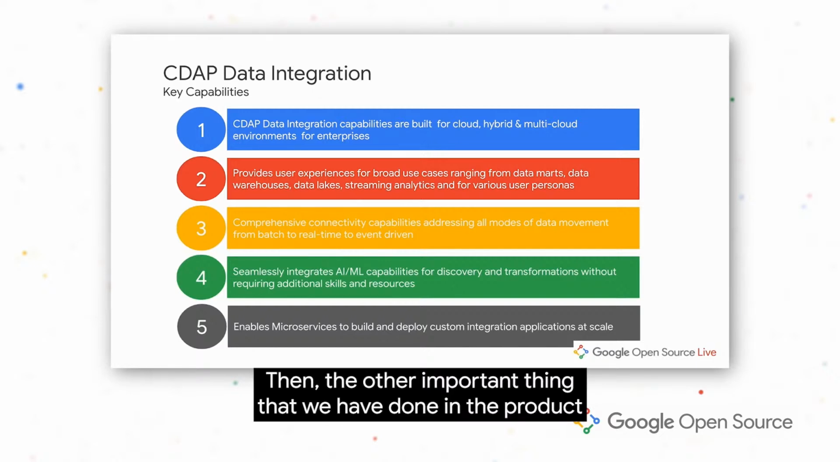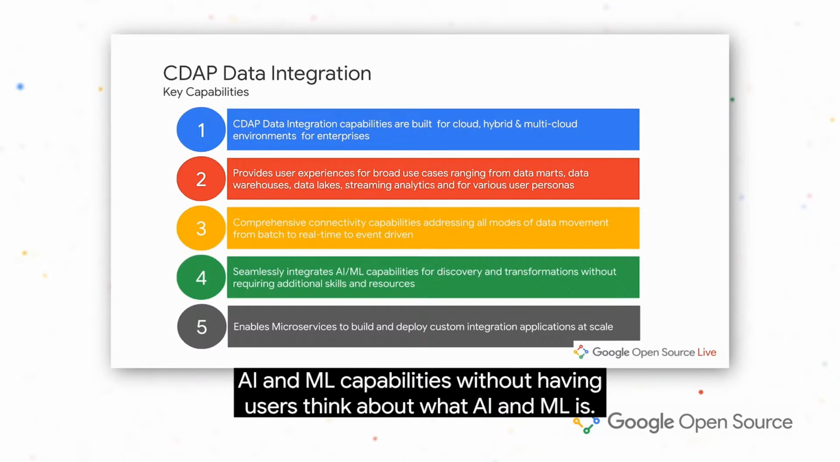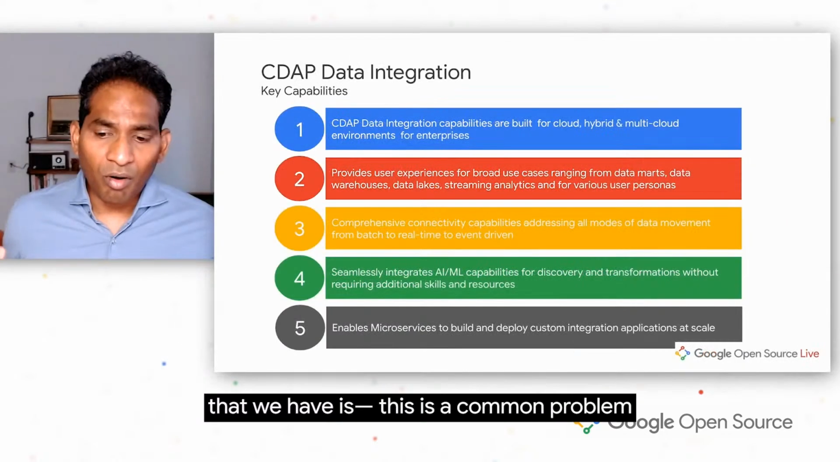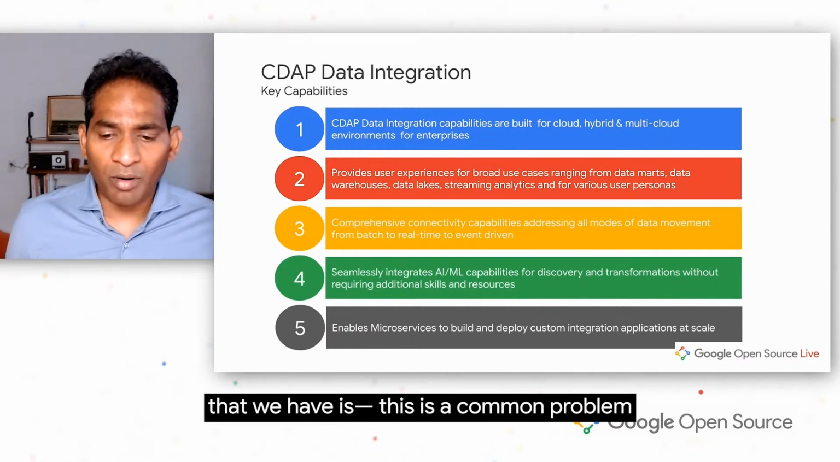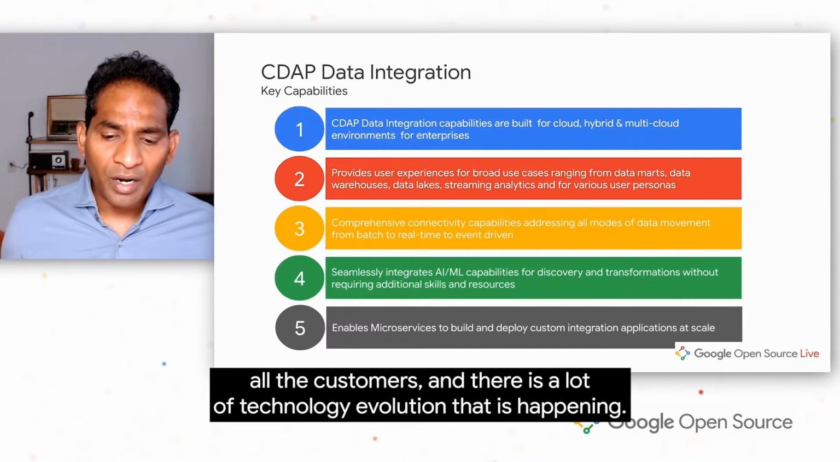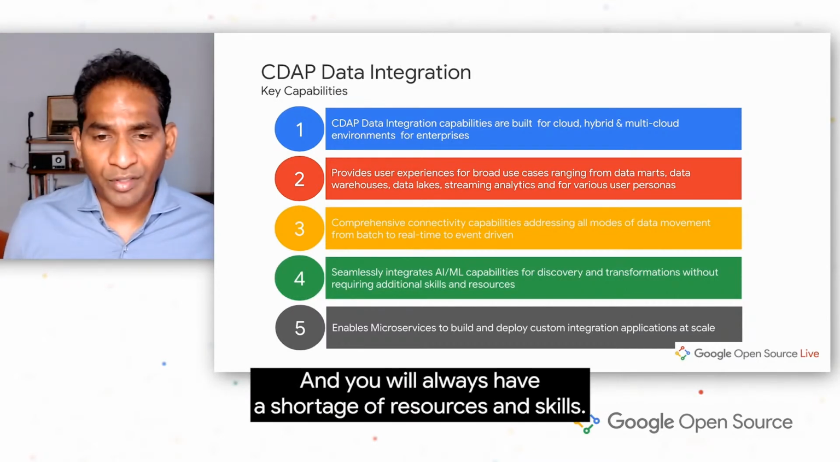Then the other important thing that we have done is, it's not the product but the platform itself. What we have done is we have made sure that we have embedded AI and ML capabilities without having users to think about what AI and ML is. What I mean by that is, one of the challenges that we have is a common problem. All the customers, there is a lot of technology evolution that is happening, and you will always have a shortage of resources and skills.